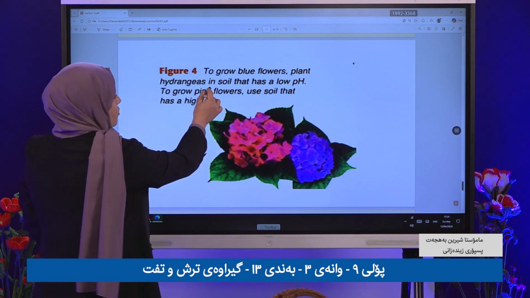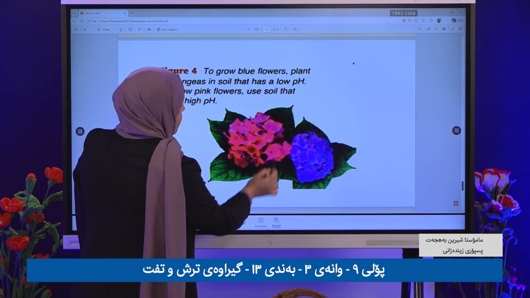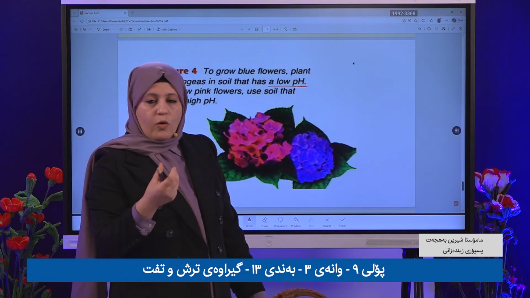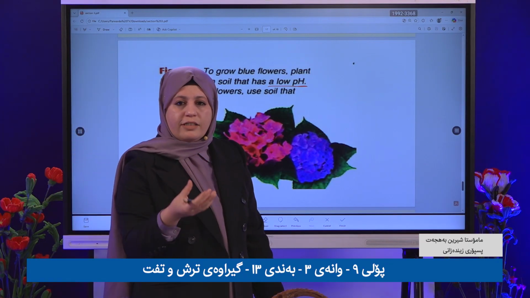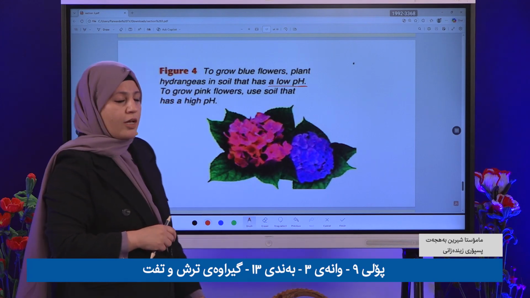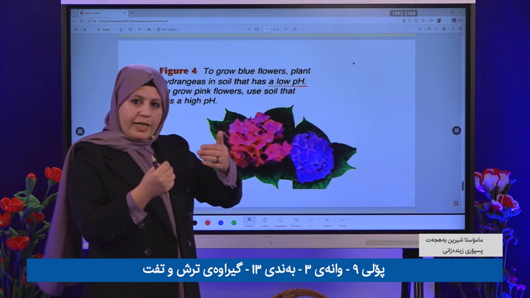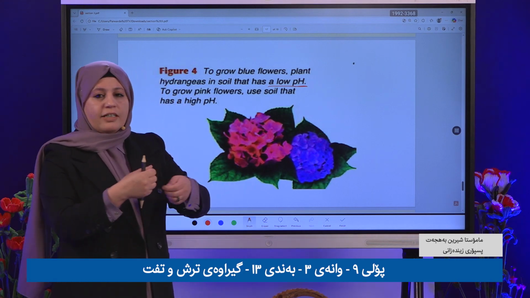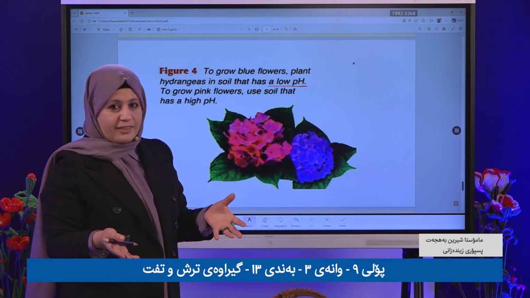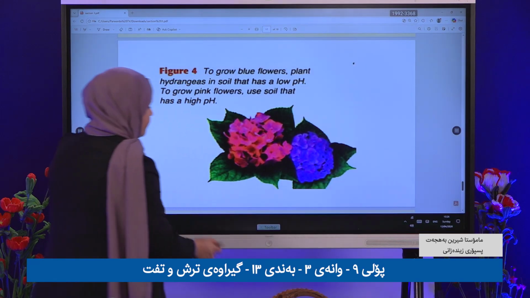The hydrangea soil trait has low pH, which means acid. When the soil becomes acidic soil, which kind of flower does it give you? Blue flower. Clear? But when you change the soil from acid to base, the color of flower changes into purple. Clear? Perfect. Wow, you are clever.